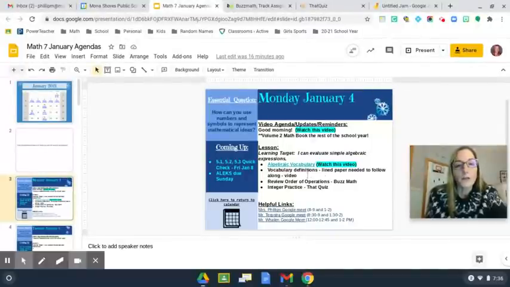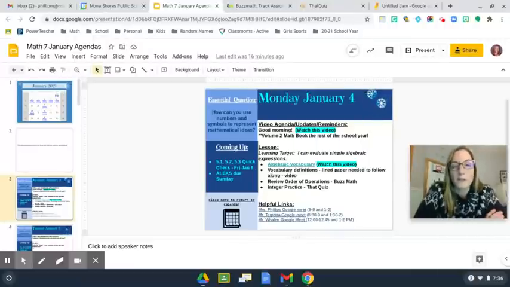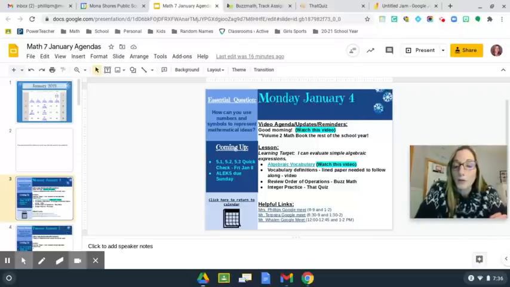And then right underneath that, it says vocabulary definitions. Lined paper is needed to follow along. So I'm going to go through the vocabulary with you, and on your lined paper in your notebook, you're going to take notes. There's about 6 vocab terms that we need to know. We're going to write those definitions down, look at some examples, and then tomorrow talk about them a little bit more in the problems.